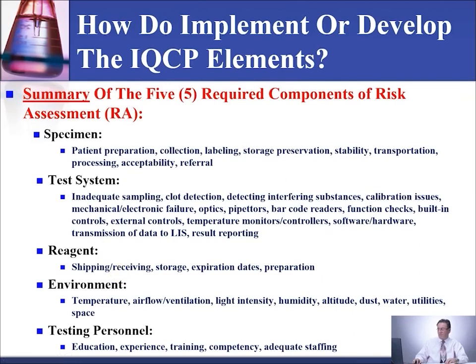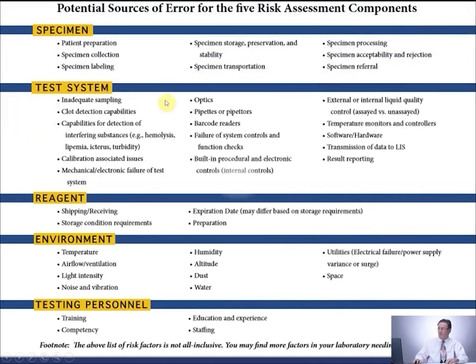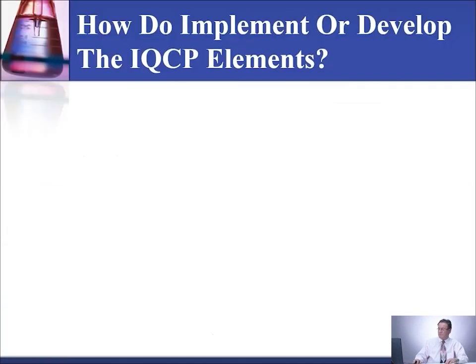Under environment, look at temperature, humidity, dust, water, utilities, and space. Under testing personnel, you need to look at education, qualification, experience, training, competency, and adequate staffing. And this is just a table with the requirements and what you need to verify or assess under each one of them, which I already told you about.